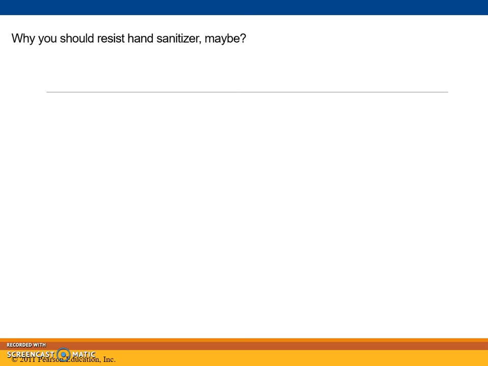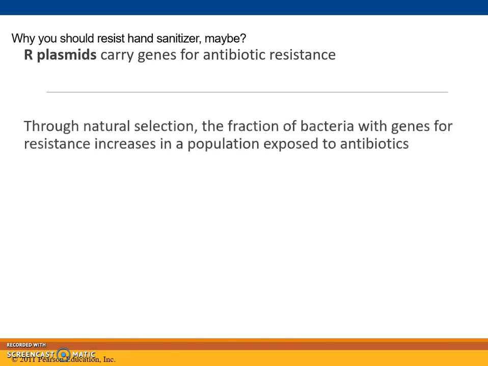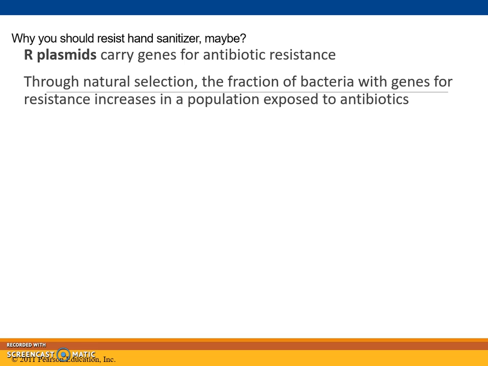Here's a question: why should you resist hand sanitizer? Maybe. Pause and try to think about the answer. Plasmids carry genes for antibiotic resistance. Remember, the plasmid is in the recipient cell of conjugation. Through natural selection, the fraction of bacteria with genes for resistance increases in a population exposed to antibiotics. So what would be the outcome?